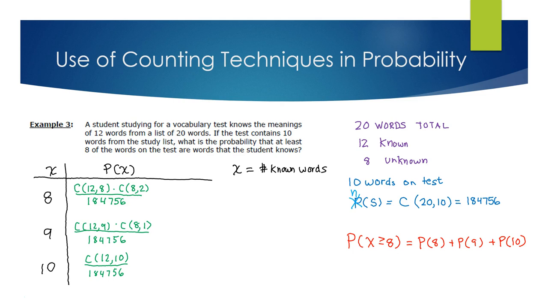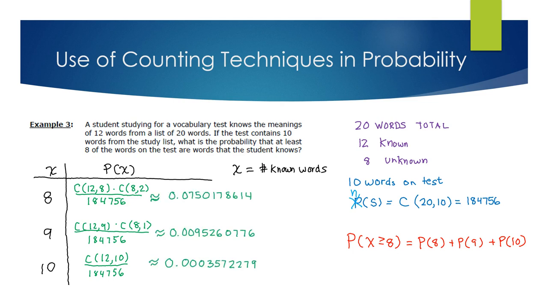Then I do the same thing for 9, except now I'm going to have the combination where N is 12 and R is 9, times the combination where N is 8 and R is 1. And the last one, the combination of 12, 10, is basically a circumstance where all 10 are from the group of 12 that the student knows, so I'm going to choose 10 out of that 12 and divide that by my N of S, and that's going to give me these numbers here.